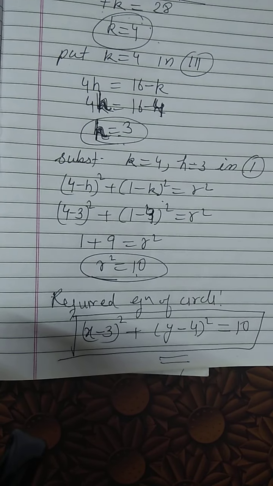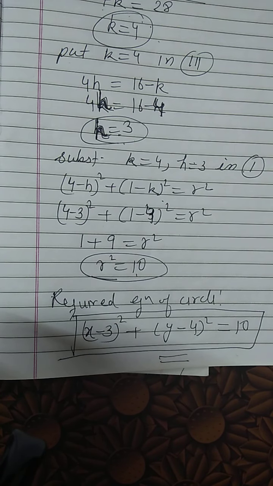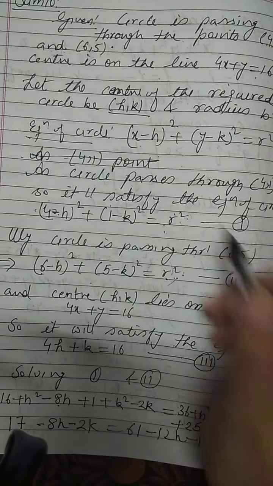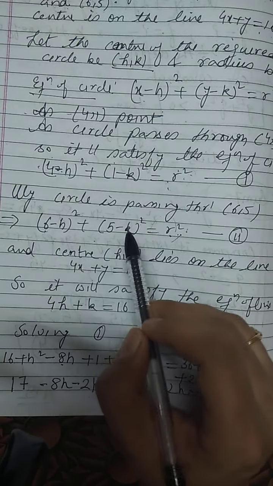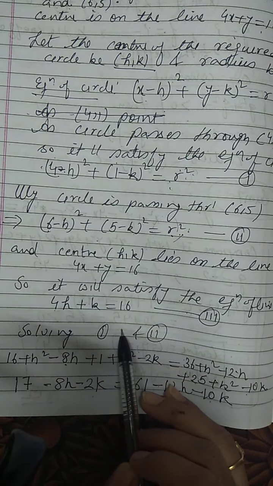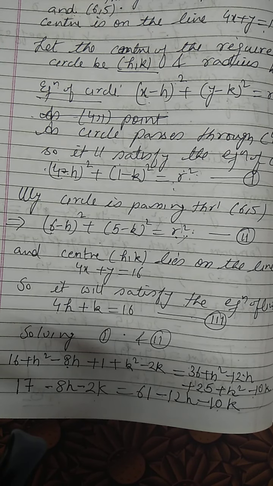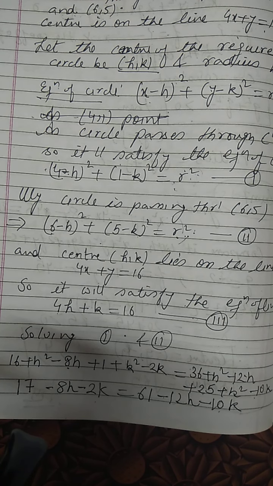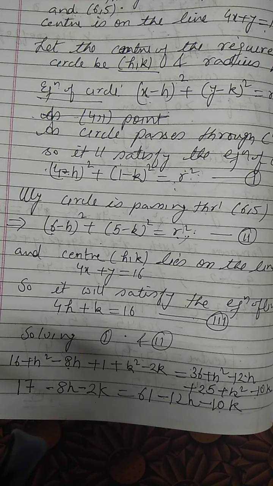So this is sum number 10. What we are doing: the circle is passing through the 2 points, so the points will satisfy the equation of circle. We are getting the equations. Then the center is lying on the line, so the coordinates of center h comma k will satisfy the equation of line. With that we are substituting, and we get these three equations 1, 2 and 3. So we are just solving these three equations to get the values of h, k and r. Once we know h, k and r, that means the sum is done. We will end it with the required equation of circle.